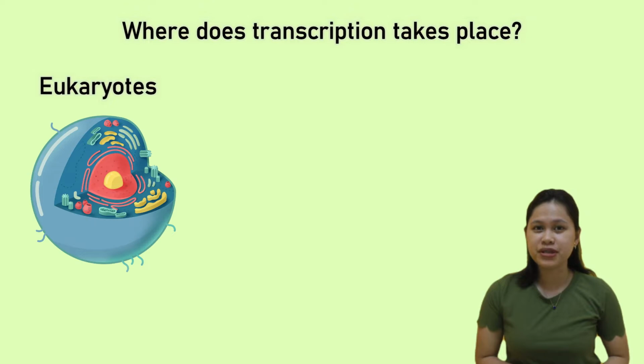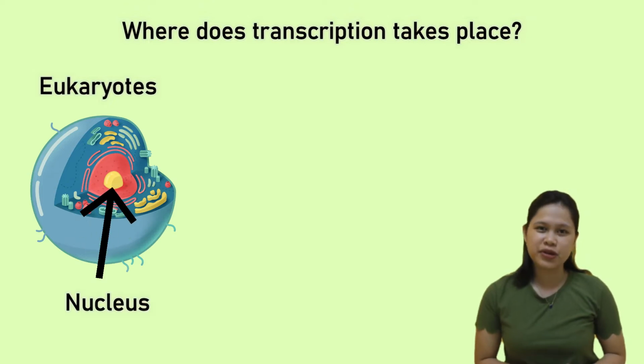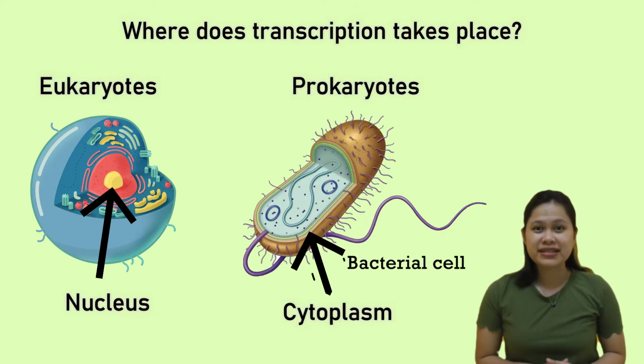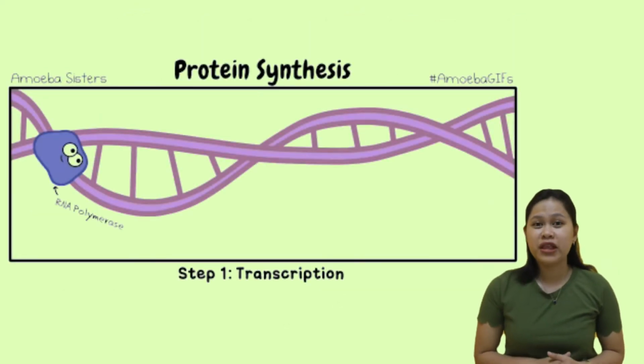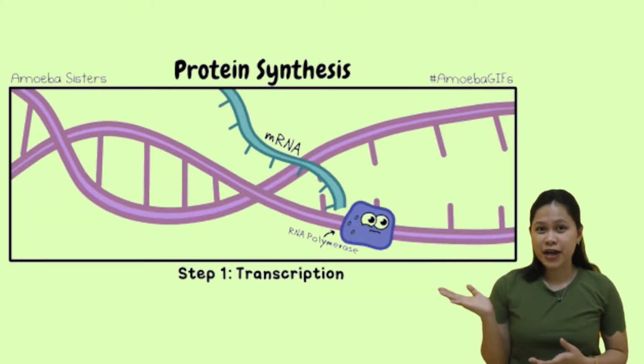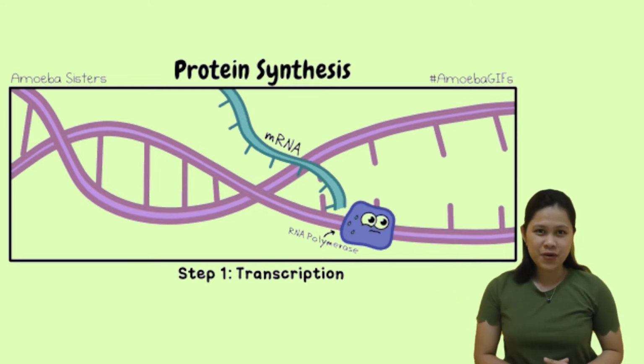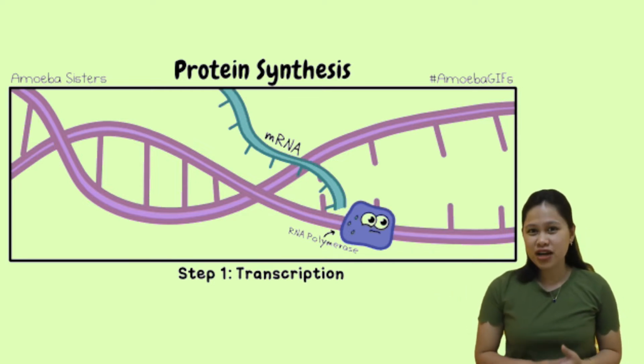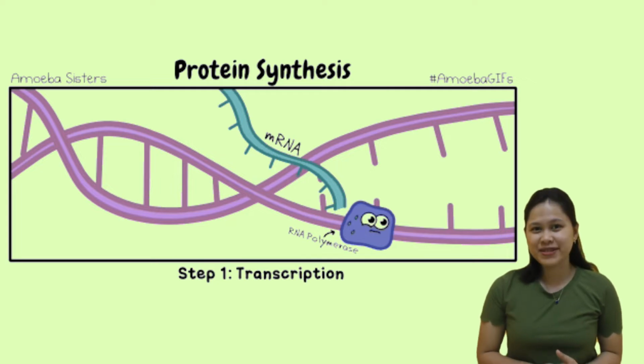In eukaryotes, transcription occurs in the nucleus, while it occurs in the cytoplasm in prokaryotes since the nucleus is absent. The enzyme that is responsible in this process is called RNA polymerase. So, let's get to know what RNA polymerase is, its structure, functions, and types.